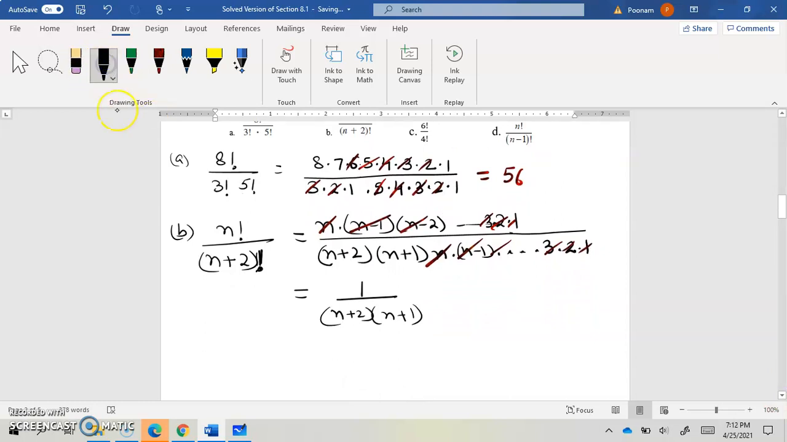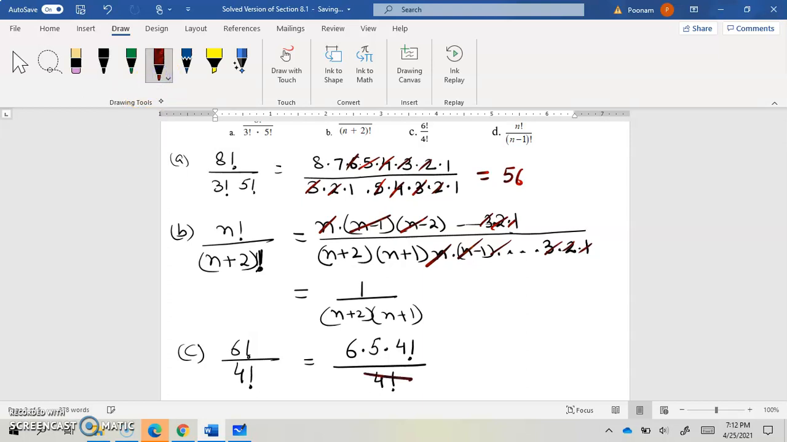Let's try part C. It says 6 factorial by 4 factorial. Think of it like this: can I write 6 factorial as 6 times 5 times whatever the remaining is, 4 times 3 times 2 times 1, which is 4 factorial? So that is another method of doing it. The denominator I'm not expanding. Now these are the same, so they just cancel. 6 times 5 is 30.